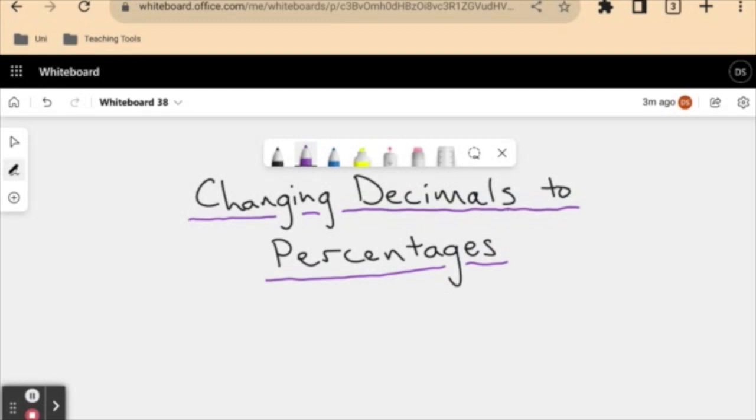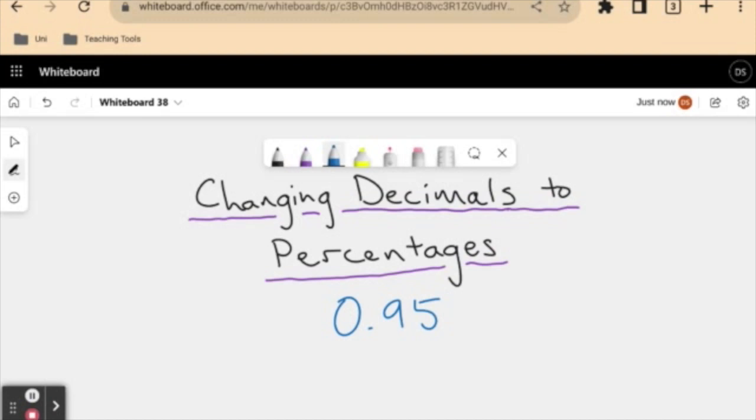Hey everyone. So today we are now going to be dealing with changing decimals to percentages. And this is a little bit of a tricky concept, but I'm hoping the video will give you a bit of intuition about the conversion and why it works in the way we're converting this decimal. So I'm going to first give you one decimal.